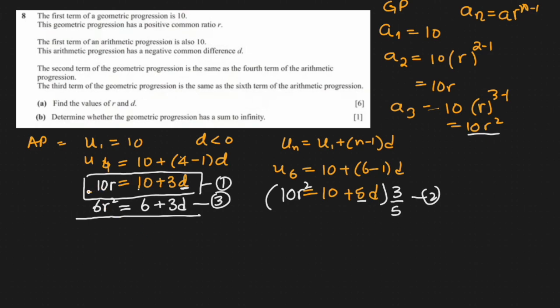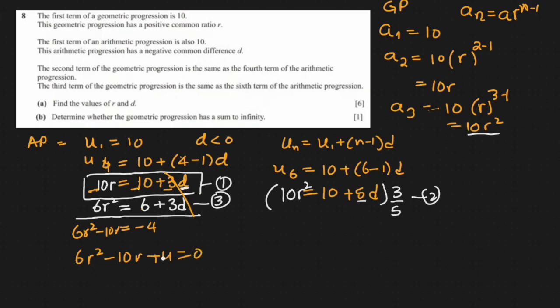We can change the sign of the upper ones. We can subtract the upper one from the lower one. So this cancels out. 6 minus 10 is minus 4. And 6r square minus 10r is not possible. We cannot subtract this. So we'll just write 6r square minus 10r. It becomes a quadratic equation. So 6r square minus 10r plus 4 equal to 0.